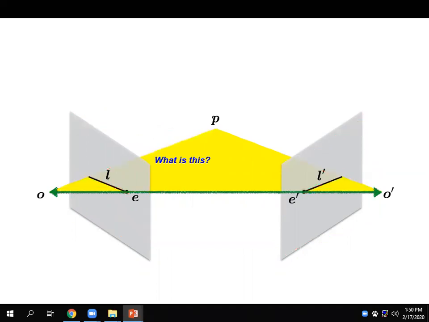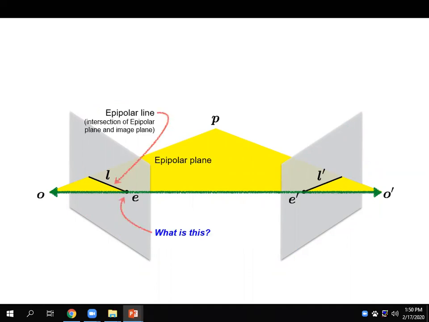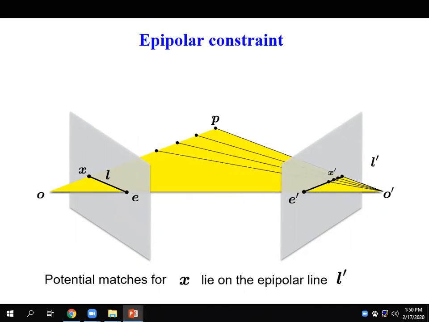So again, just to review, what is this? Epipolar plane. What is this? Epipolar line. What is this? Epipole. All of this you need to be aware of. What is that? Baseline. So in another sense, there are potential matches for X which lie on the epipolar line of L dash.